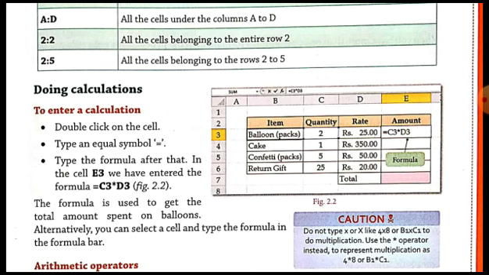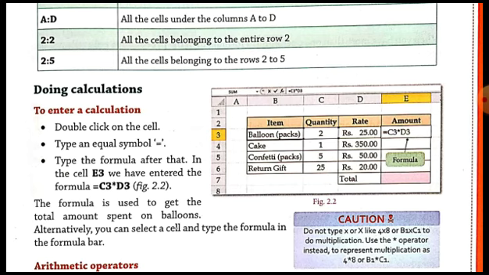For example, in the cell E3 we have typed the formula equal to C3 into D3. See, one thing is very important. Every formula will start with the symbol equal to. So before entering the formula, make sure that you have entered the symbol equal to. Then you have to type the formula. So here we are going to multiply the value in C3 and D3. So we have entered here C3 into D3.